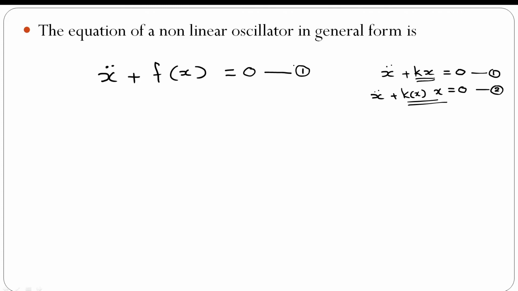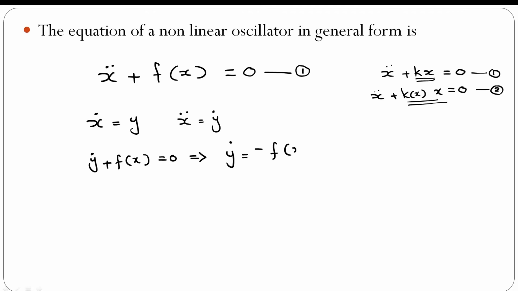Equation number 1. Now we are going to do the phase space analysis that we already know. Let us put x dot equal to y. When x dot equals y, we know that x double dot is y dot. If you substitute here, y dot plus f of x equal to 0. This implies y dot equal to minus f of x.